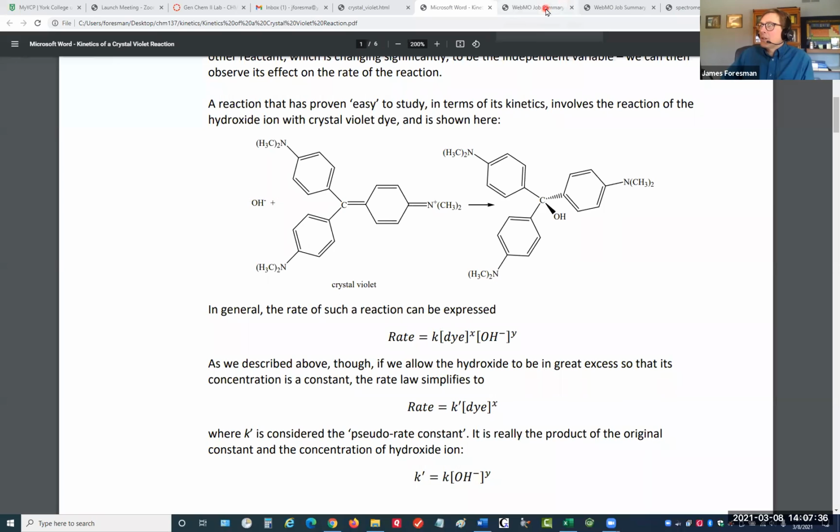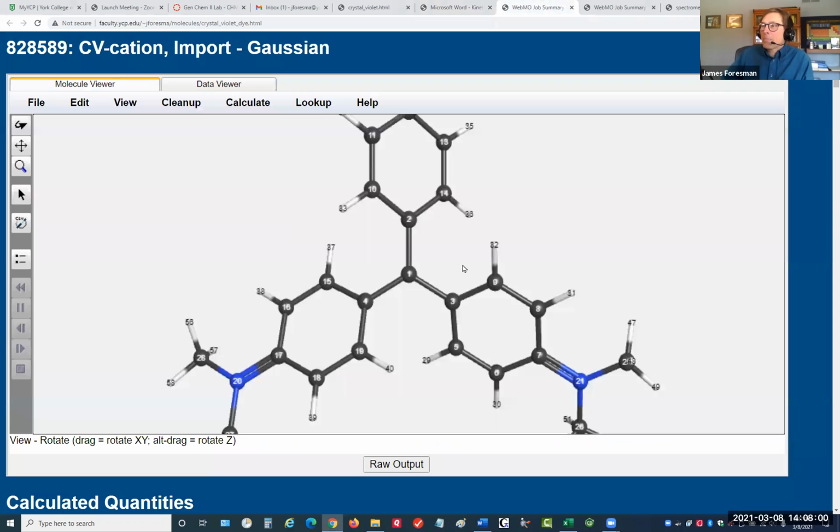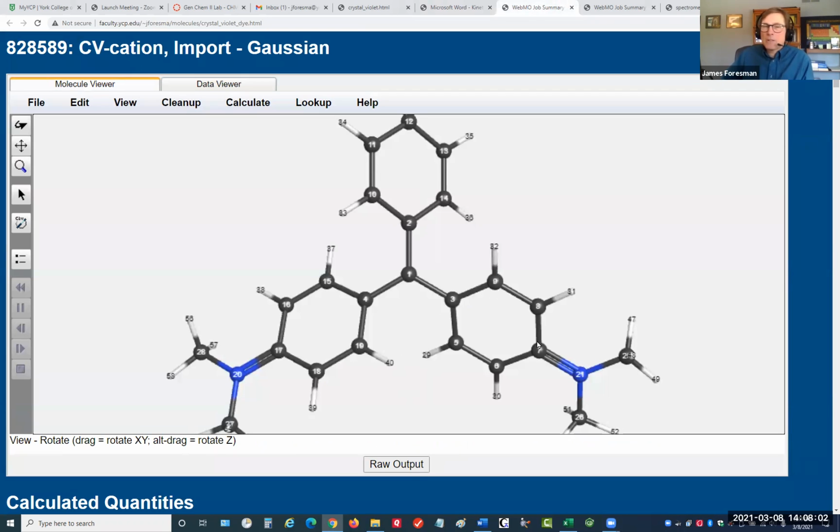I wanted to share with you a little bit more about these structures, and these models that I'm about to show you, you can get to through Canvas. It's the first link in this module. You can click, and I encourage you to look at these models and understand more about the structure of crystal violet by looking at the model. This is crystal violet that I'm showing now.